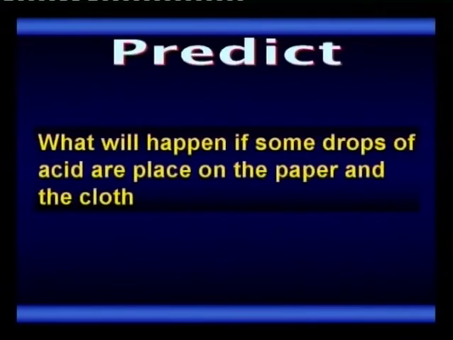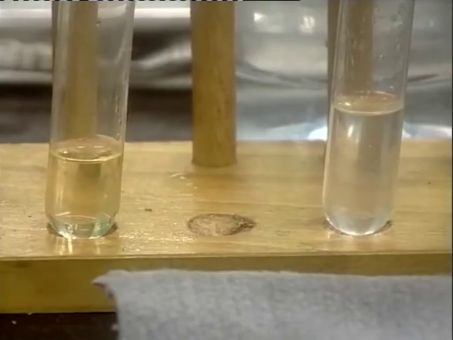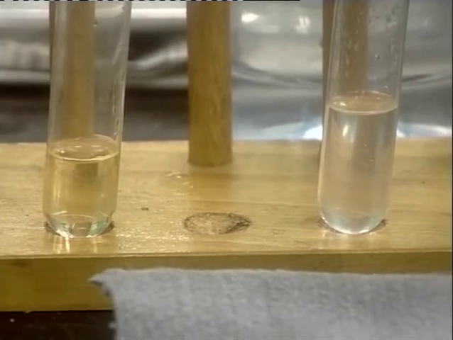Now, what will happen if, have a look at your substance in front of you. What will happen if some drops of acid are put onto the piece of newspaper that you have with you, and the piece of cloth? A few drops. What will happen?